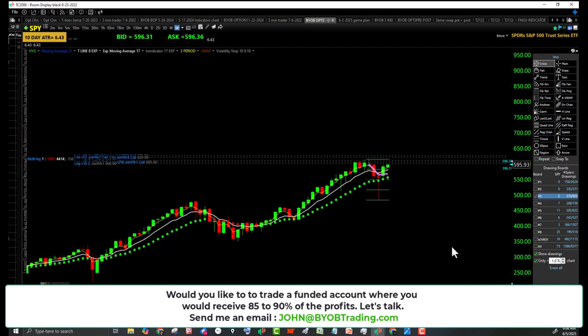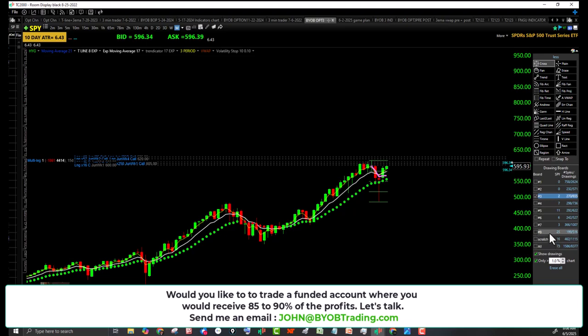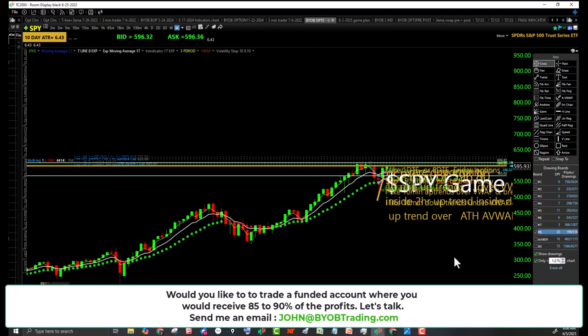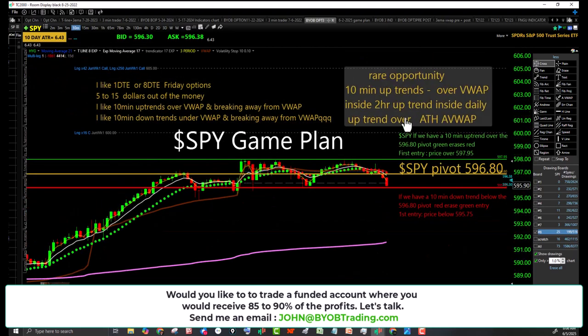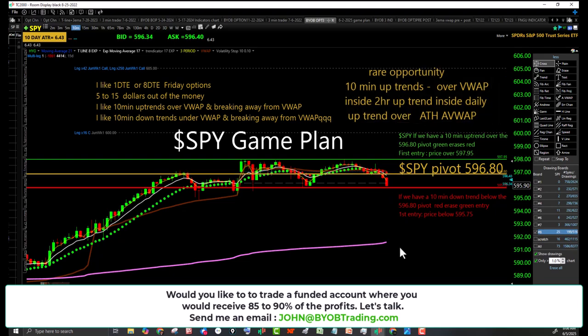So what do I like? You know what I'm going to tell you? I like an uptrend. This is my favorite, a rare opportunity right now. I like a 10-minute uptrend over VWAP. I like that 10-minute uptrend to be inside of a 2-hour uptrend, and I want that 2-hour uptrend to be inside of a daily uptrend, and I want that daily to be inside of a weekly. I don't have the weekly, but the good news is the weekly's not moving down. Inside of a monthly that's also in an uptrend.